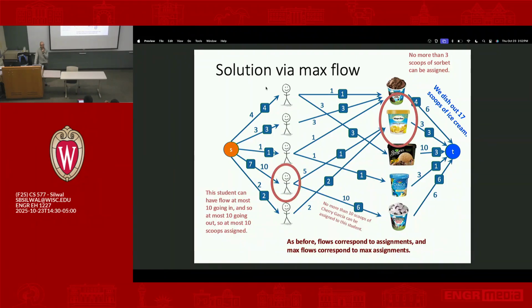Questions about where these numbers came from?